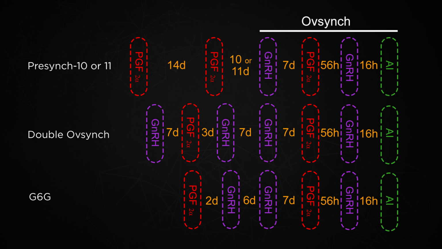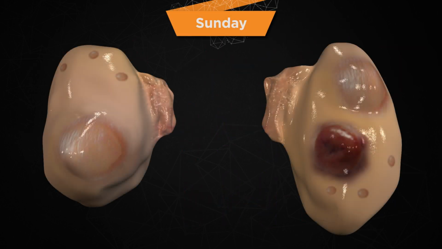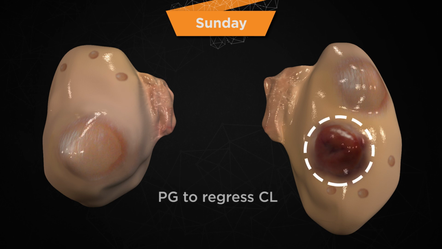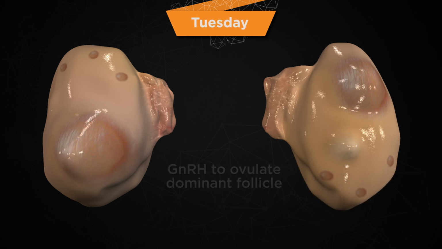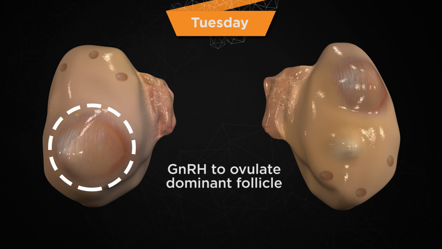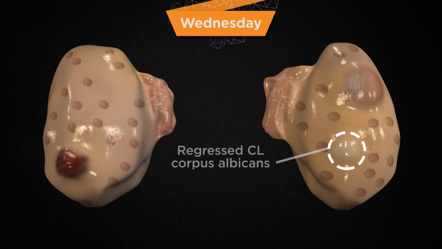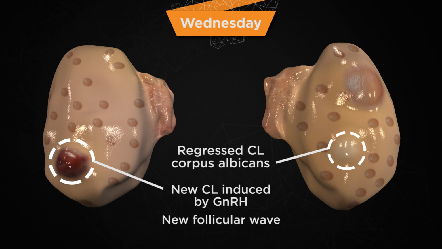As an example, I will go through the G6G program and describe why G6G enhances fertility of lactating dairy cows in a very similar way to Pre-Sync 10 or 11 and Double Ovsynch. The first prostaglandin of G6G is administered at a random stage of the estrus cycle. Two days later, gonadotropin releasing hormone is administered to ovulate a follicle. So if both injections are successful, the prostaglandin F2 alpha injection will regress a corpus luteum, and the GnRH will cause ovulation of a follicle.